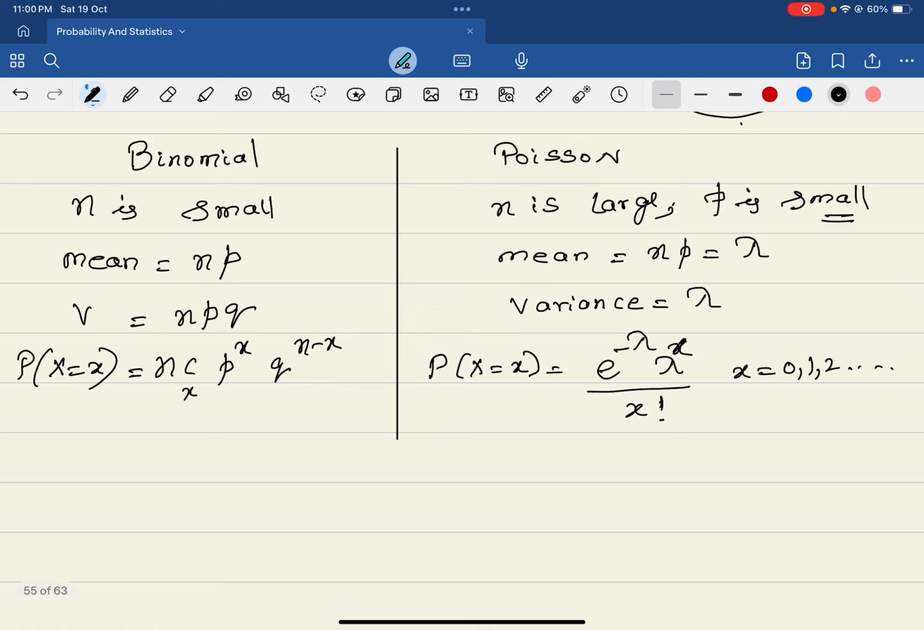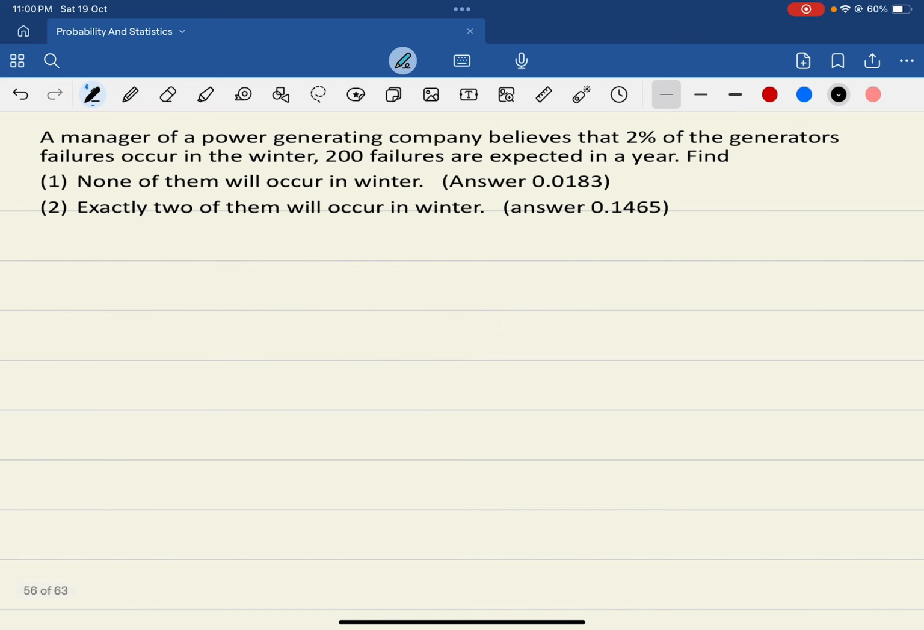So depending upon the problem, accordingly you have to understand which distribution you have to use in the discrete probability distribution functions. Let us now come to the question. A manager of a power generating company believes that 2% of the generator's failures occur in winter and 200 failures are expected in a year. So find the probability that none of them will occur in winter. So the question is this.